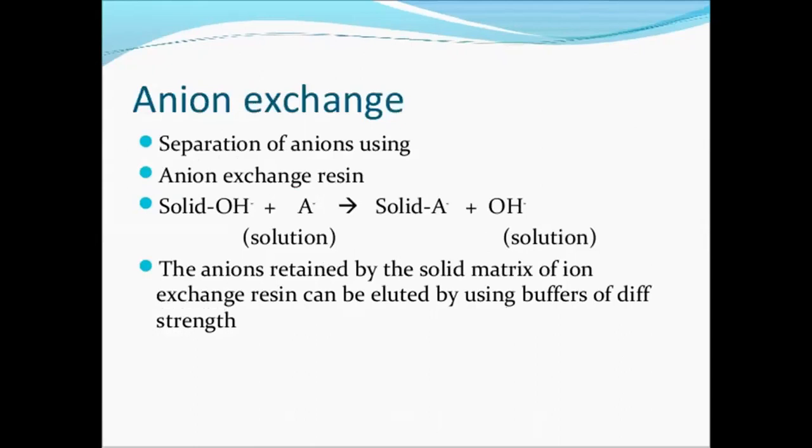Anionic exchanger in the same way. These are the positively charged sites held with some negatively charged ions, which get replaced by the anions which are present in the solution, which are present in the sample. So the anions retained by the solid matrix of an ion exchange resin are eluted by using different types of solvents, different types of buffers with varying strength.